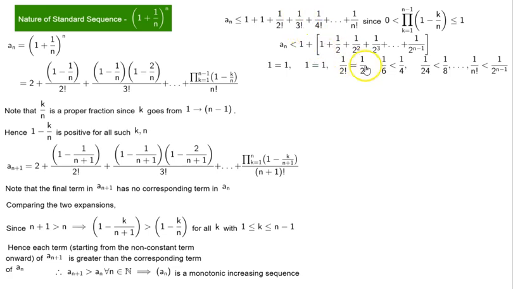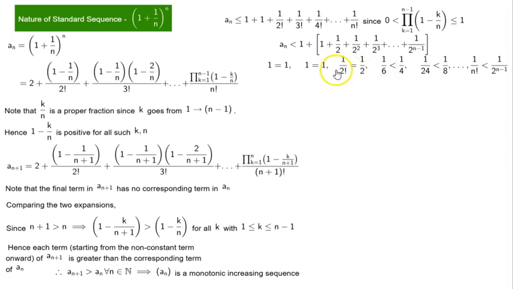1 by 3 factorial is 1 by 6, and 1 by 2 square is 1 by 4. 1 by 6 is less than 1 by 4. Similarly, 1 by 4 factorial, that is 1 by 24, is less than 1 by 2 cube, that is 1 by 8. And so on up to the last term, 1 by n factorial is less than 1 by 2 to the power of n minus 1.